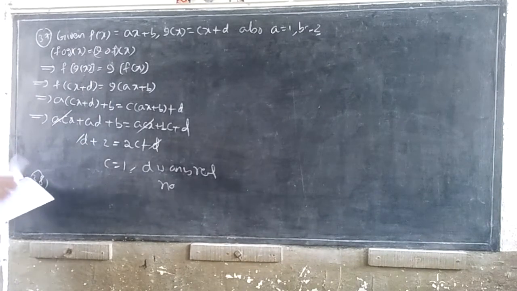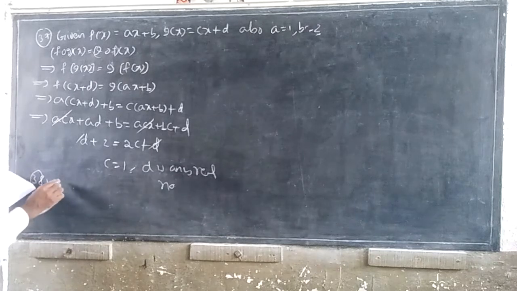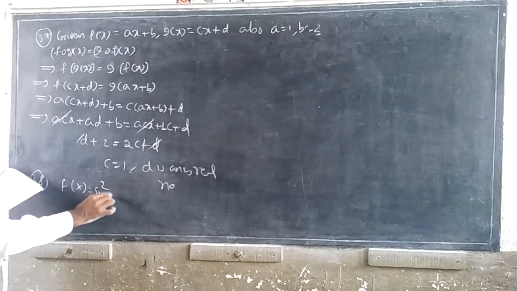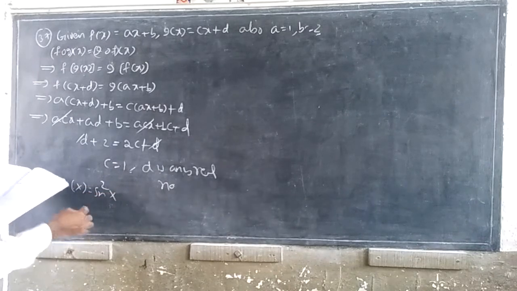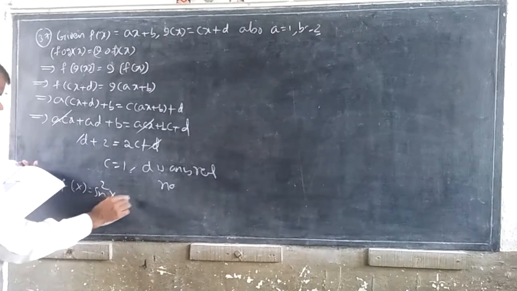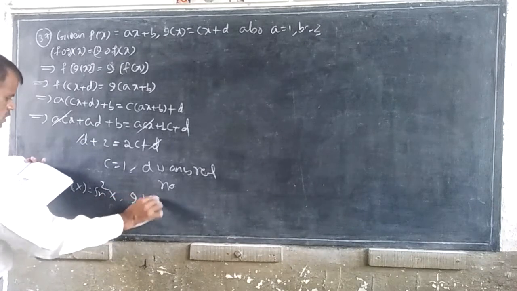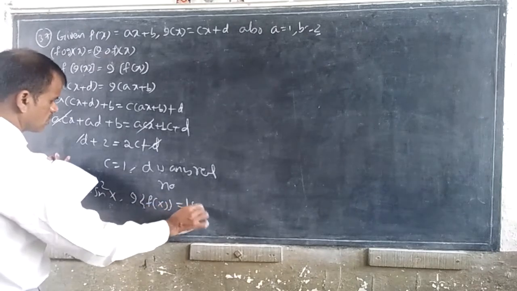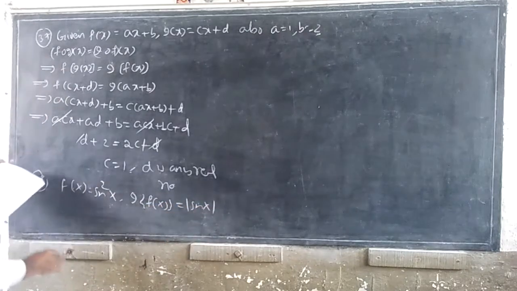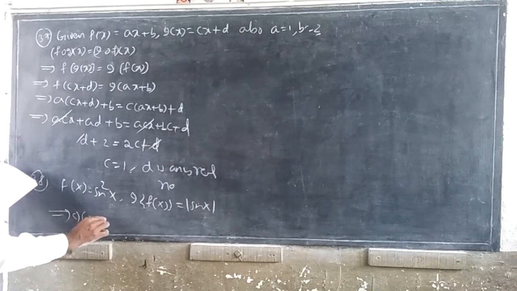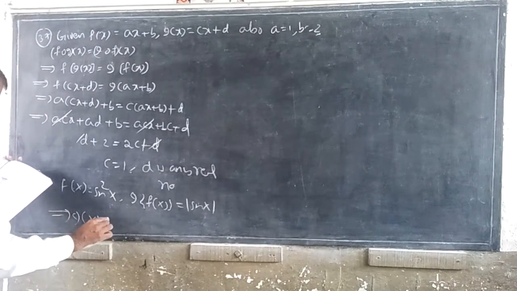Now question 38. f of x is equal to sin square x, and the composite function g of f of x is equal to mod sin x. Then what is the function g of x? Mod x is given, so root x should be there.